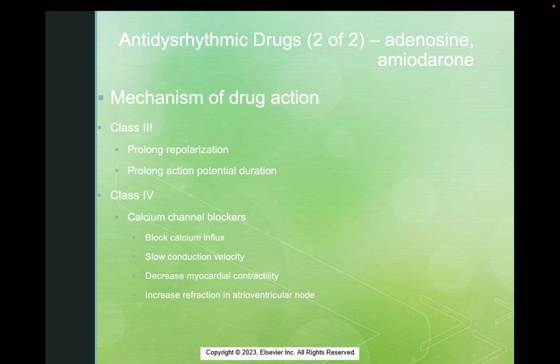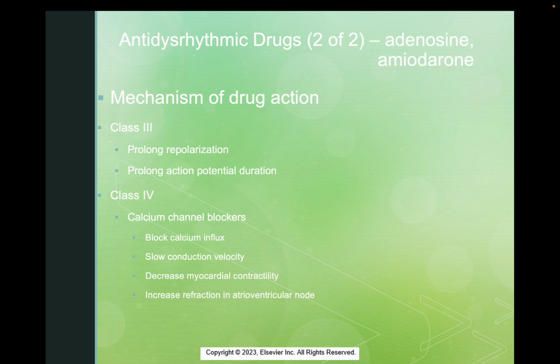And then there are several others, class 3s and class 4s. So these are your adenosine and amiodarones. They prolong repolarization, and then they also prolong the action potential duration. So a lot of this is very, very in-depth. Some of these cardiac drugs get really, really in-depth.